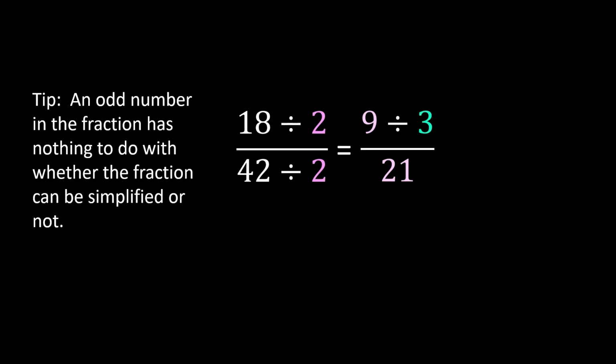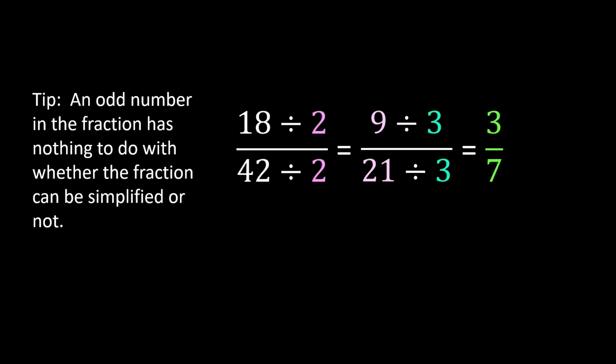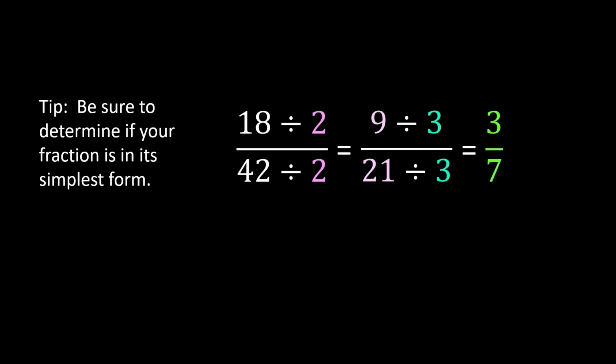We'll be dividing our numerator by 3 and our denominator by 3. 9 divided by 3 is 3, and 21 divided by 3 is 7. And from here, we need to be sure that our fraction is in its simplest form. 3 and 7 don't share any common factors, so we're done simplifying. 18/42 is equal to 3/7.